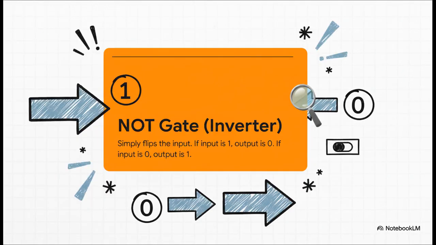And last but not least, we have the NOT gate. This one is maybe the simplest, but it's also one of the most important. It does just one job. It flips whatever you give it. You send it a 1, it spits out a 0. You send it a 0, you get back a 1. It's the ultimate opposite machine.